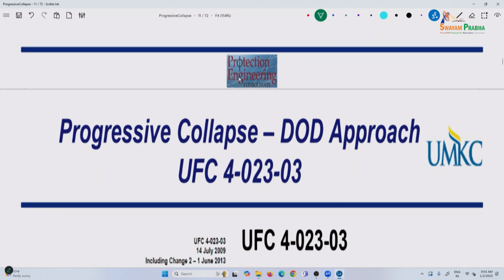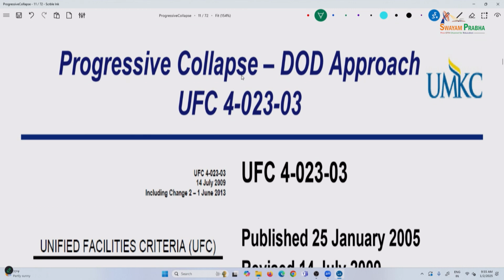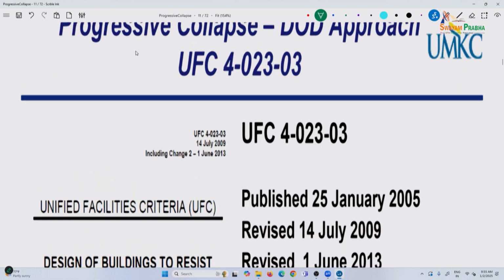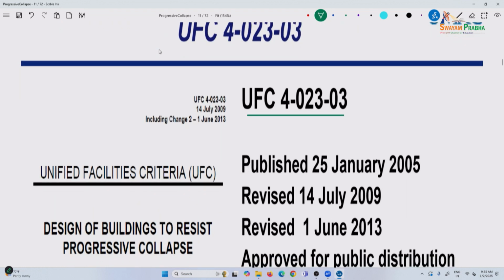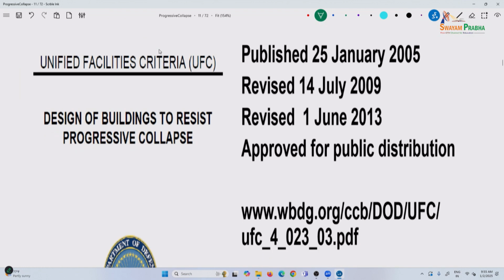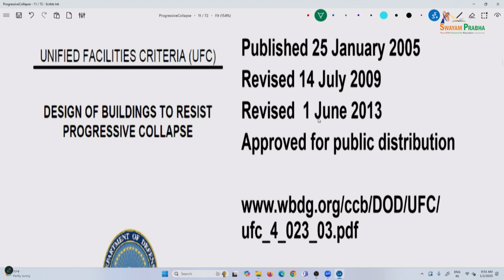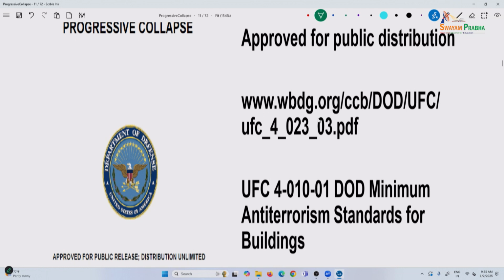So, what are the different progressive collapse guidelines? One is the UFC 4-023-03, which you can download. This was published in 2005 and there are a whole lot of different updates to it. I am sure there are other updates as well now. And of course, the first document that we talked about.